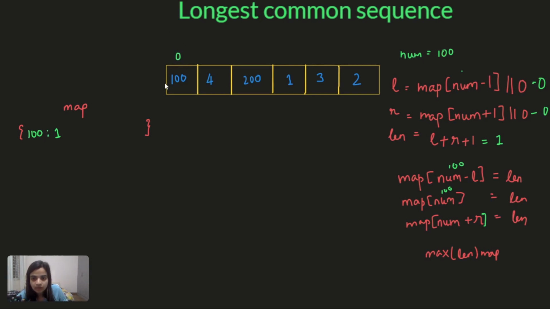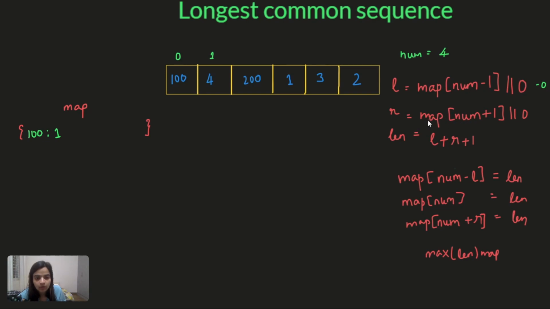So we're done with the first number. Now let's do the second number. Okay, so now our second number is 4. Alright, so num is 4. Map of 4 minus 1, 3. Does it exist? It doesn't exist, so we take 0.